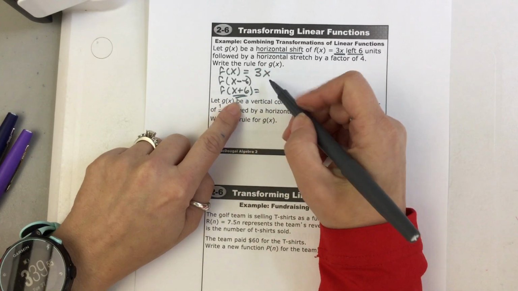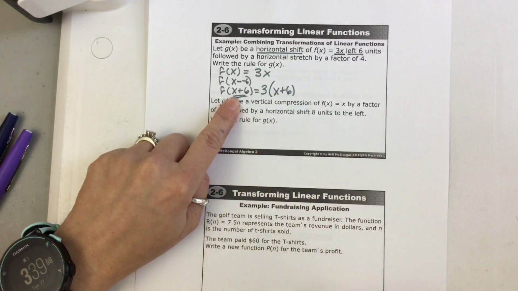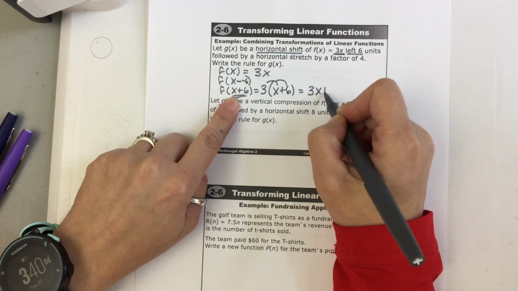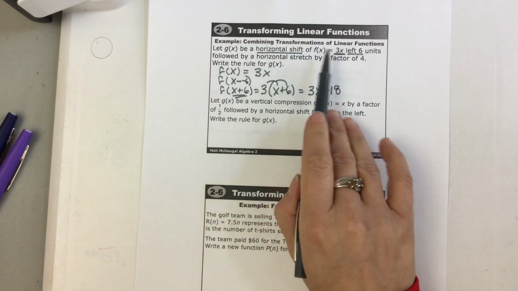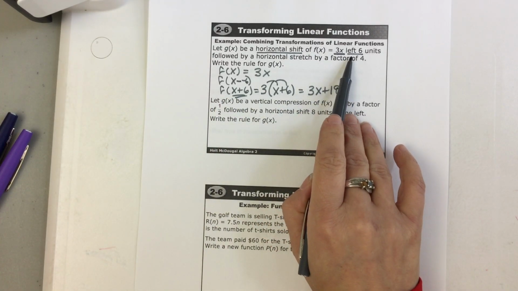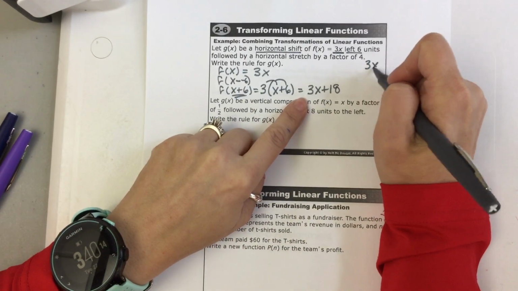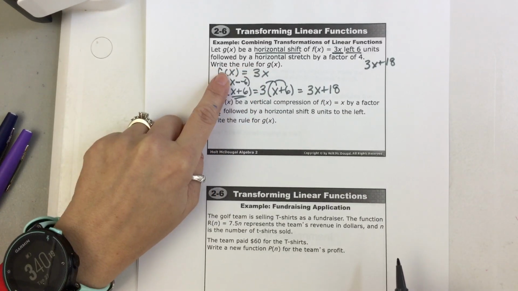What this means is in the problem, where there's an x, you have to change it to what's in parentheses. So your new function would be 3x plus 18. Okay, so I did that. Horizontal shift, left 6 units, followed by, that means I'm starting here now, followed by a horizontal stretch by a factor of 4.